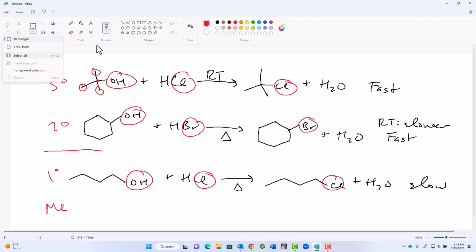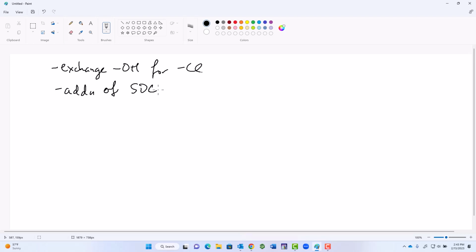This is not the only way to exchange an OH for an alkyl halide in what we call the substitution reaction. There are other ways to exchange an OH for an alkyl halide. One of the ways we can exchange OH for Cl is the addition of what we call thionyl chloride, SOCl2. So this is thionyl chloride.